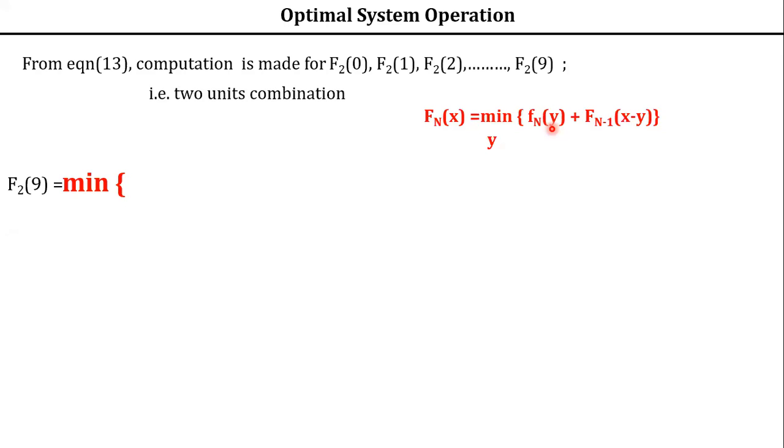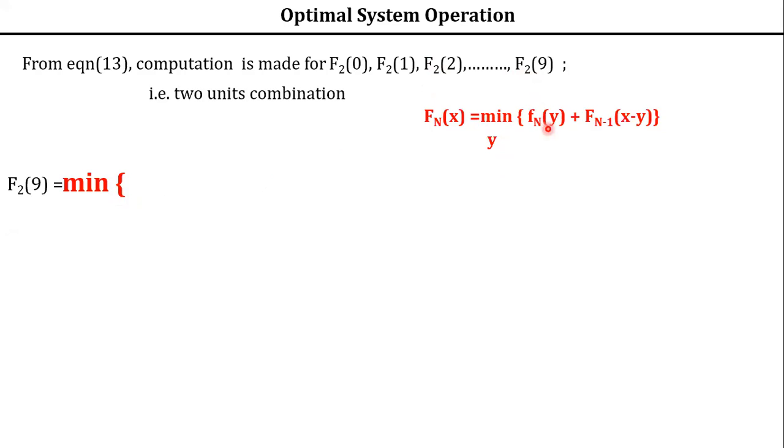Here I am taking a step size of 1 megawatt for y. Understood? So first it will start from y equal to 0, then y equal to 1 megawatt, 2 megawatt, 3 megawatt. Like that, I will be varying this y. Finally, at which value of y are you getting the minimum cost? That we are going to evaluate. Clear?